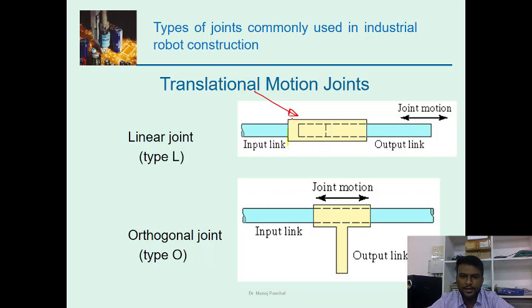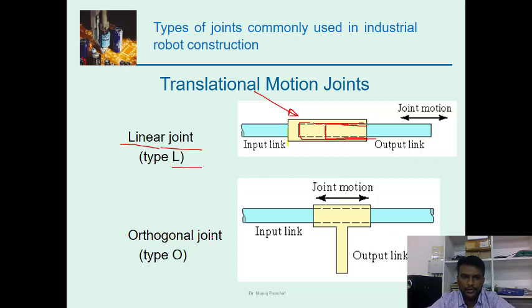So here you have the cylinder and this is the piston. See, the dotted line shown here is the motion. This is the initial position, this is the final position. Just the motion, right? So simply it is a piston cylinder kind of joint. It is called a linear joint, or you can call it a sliding joint, denoted with the capital letter L, and the motion is linear motion.